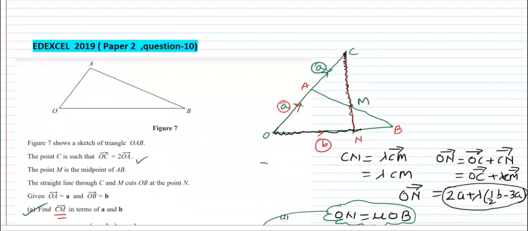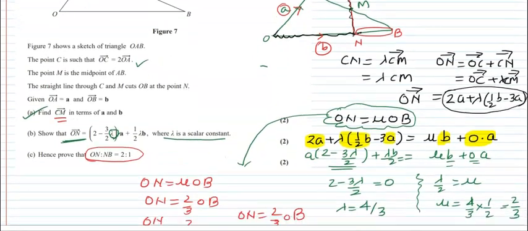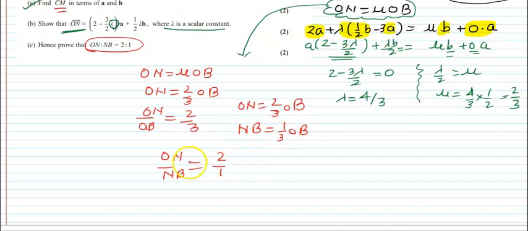So we are looking for this portion NB. So NB will be 1/3 of OB. So let's write here, NB, N to B, is 1/3 of OB. They are asking you the ON and NB ratio. So ON divided by NB. If you simplify, OB and OB will be cancelled out, 3 and 3 will be cancelled out, and you'll get 2:1.